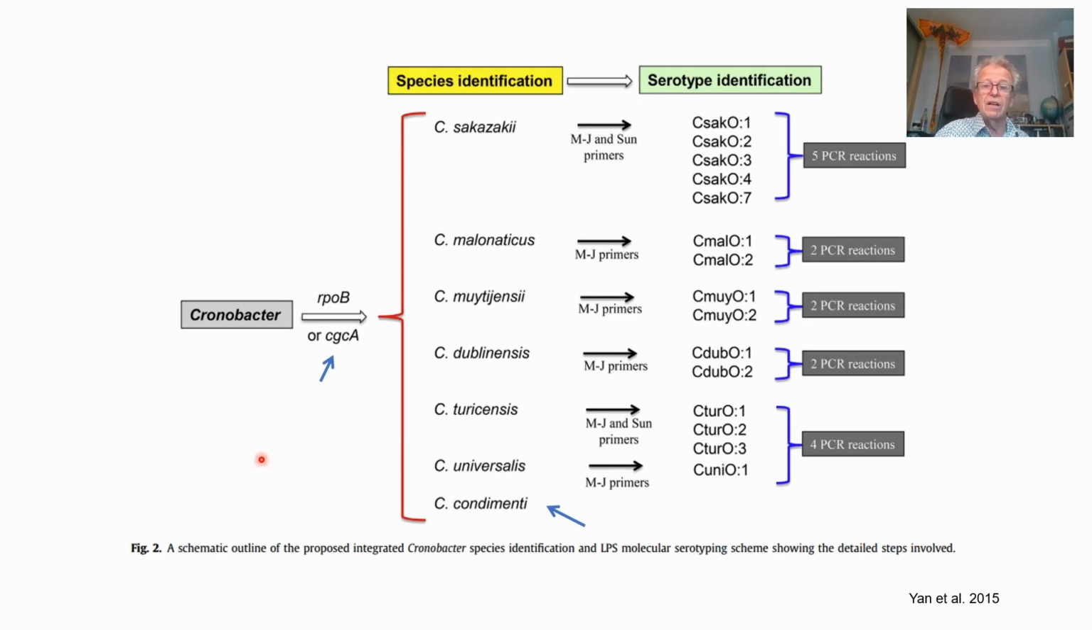And here's an outline of the serotyping method. You kick off having to speciate. Why they use RPOB, I don't know. There's no centralized database of that for Cronobacter. You can use PubMLST if you wish, but FusA is a heck of a lot better. They also use CGCA, but in actual fact that gene is absent from some Cronobacter strains. So again, your starting point isn't very good.